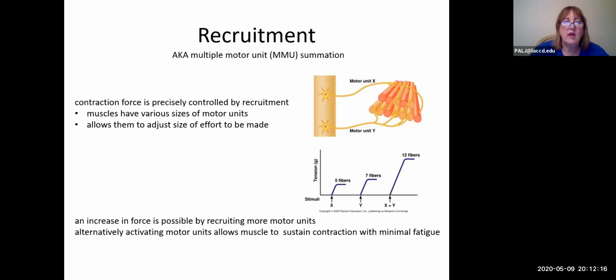So this is also known as multiple motor unit summation, although most people just call it recruitment. We're just adding or summating. If this motor unit has 5 cells and that motor unit has 7 cells, if we add the 2 together, that's multiple motor units, as in 2 or more, and we are summing the number of cells being activated or recruited.